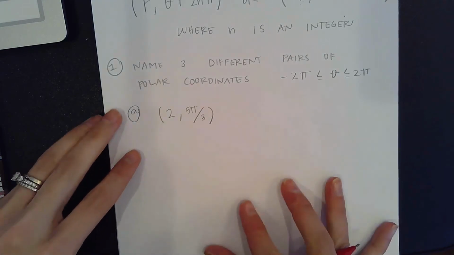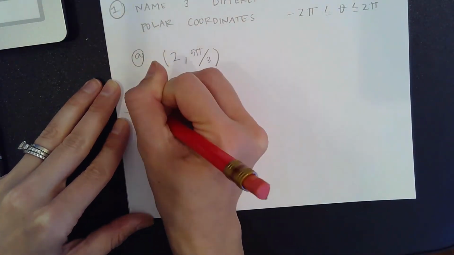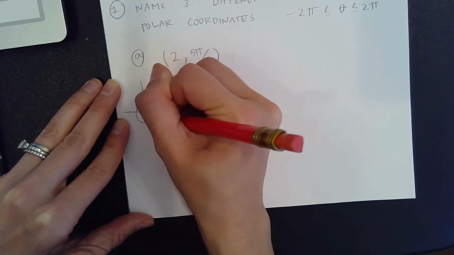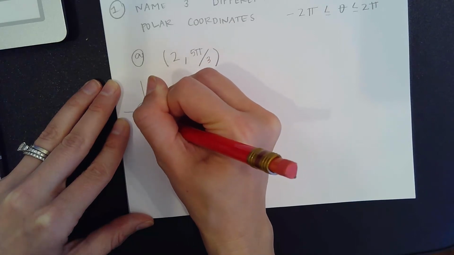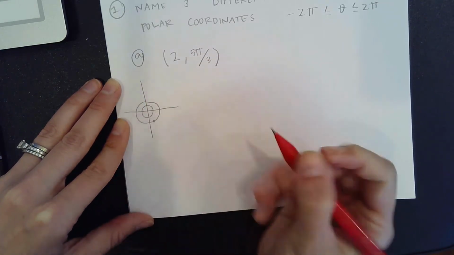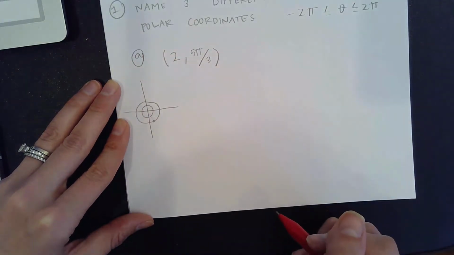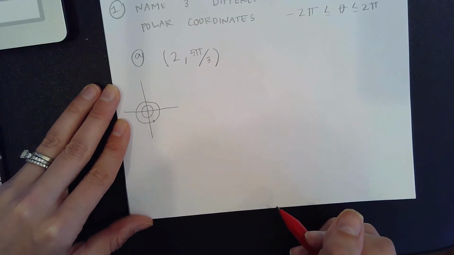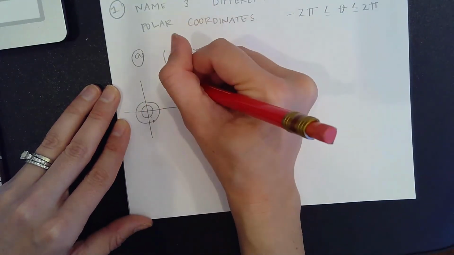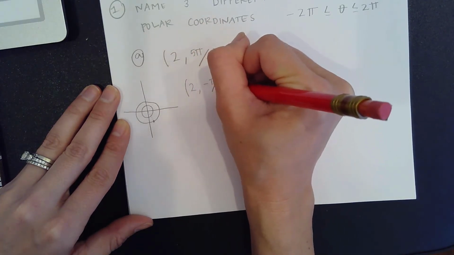All right, so where is 2, 5 pi over 3? Let's think about this. 5 pi over 3 is somewhere in the 4th quadrant, right? Okay, so right here. All right, so it could also be 2 with a negative angle. So it would be what, 2 and a negative pi over 3?